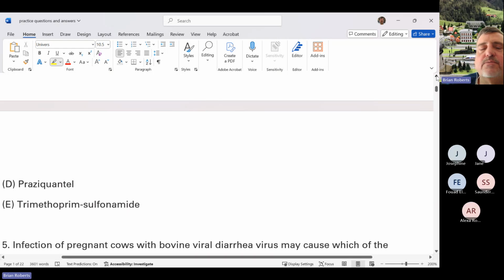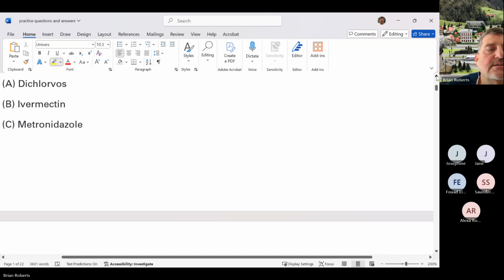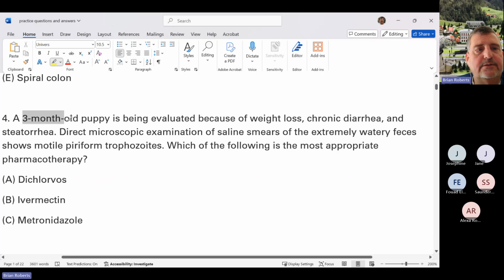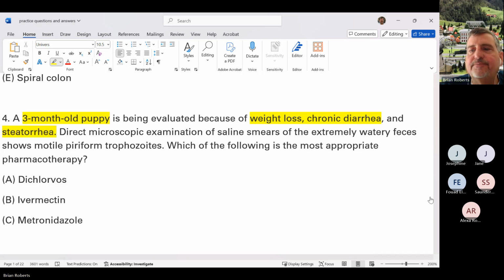Okay, so this one, we have a 3-month-old puppy with weight loss, chronic diarrhea and steatorrhea, right? Fat in the stool.